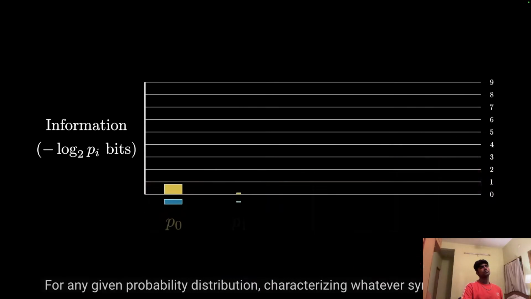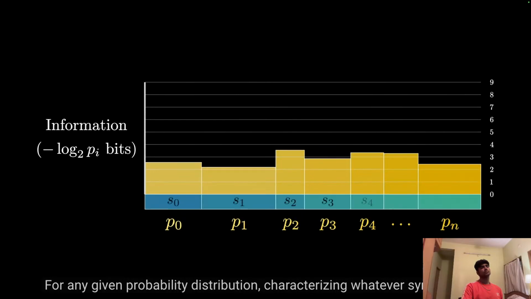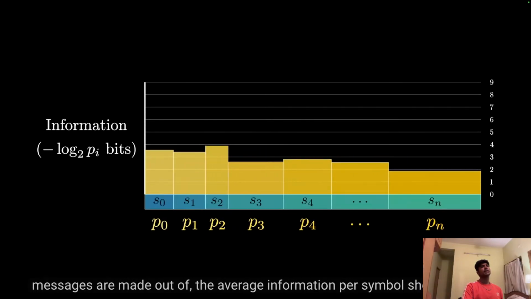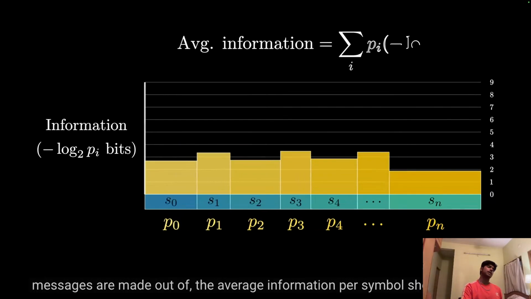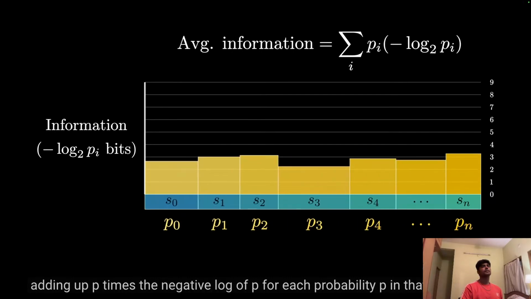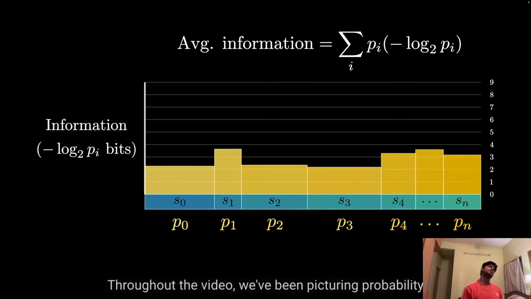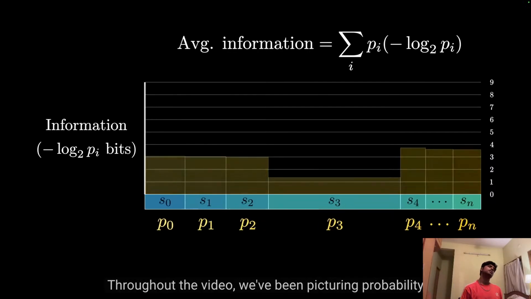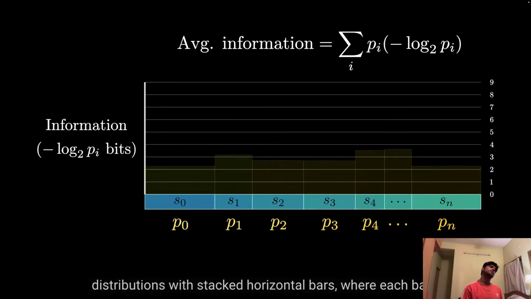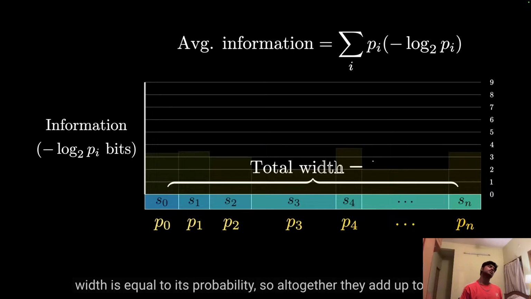For any given probability distribution, characterizing whatever symbols your messages are made out of, the average information per symbol should look like adding up p times the negative log of p for each probability p in that distribution. And take a moment to notice how we're visualizing this expression. Throughout the video, we've been picturing probability distributions with stacked horizontal bars, where each bar's width is equal to its probability, so altogether they add up to be 1.